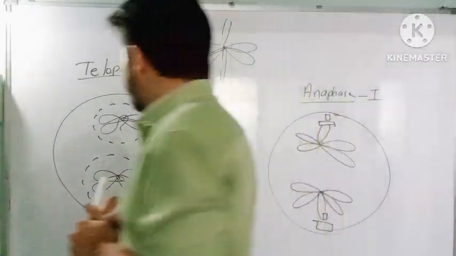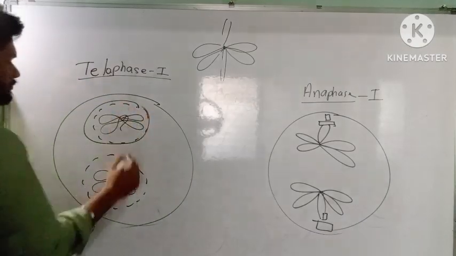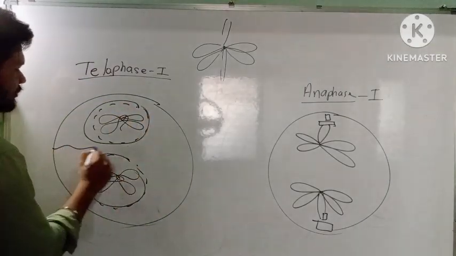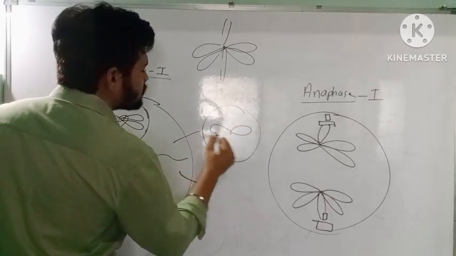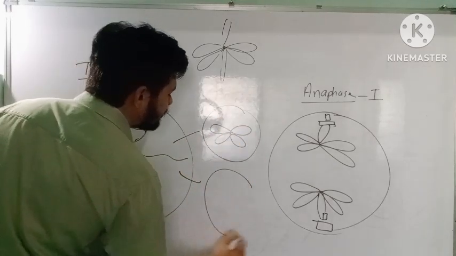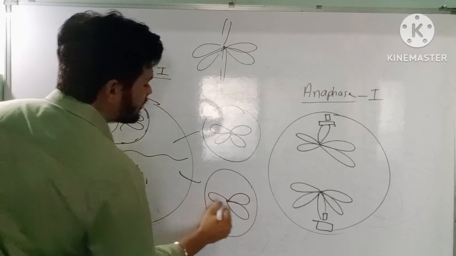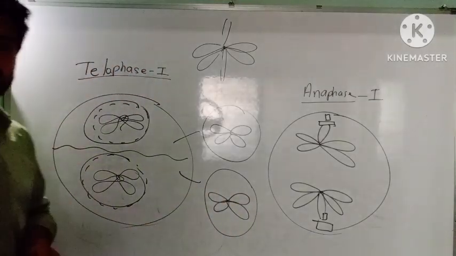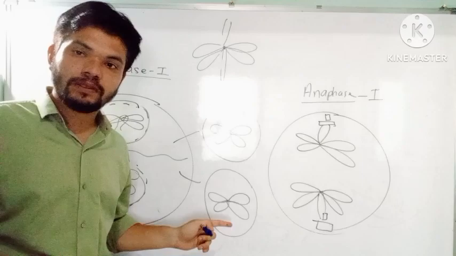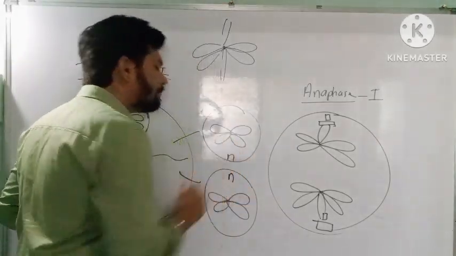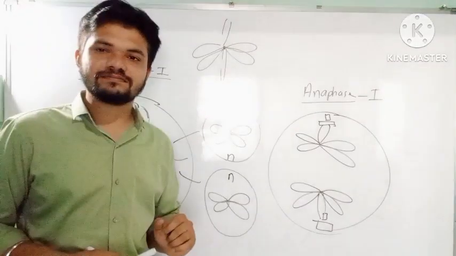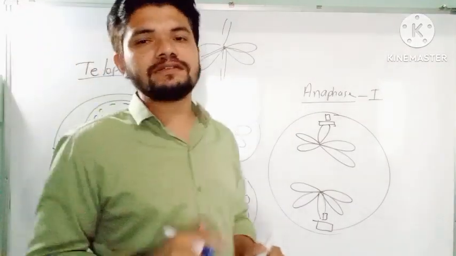Then after cytokinesis, we will have two different cells. So just remember, we started from one cell, and right now after completion of meiosis 1, we have these two cells. But these two cells are haploid cells, and the parent cell was diploid.